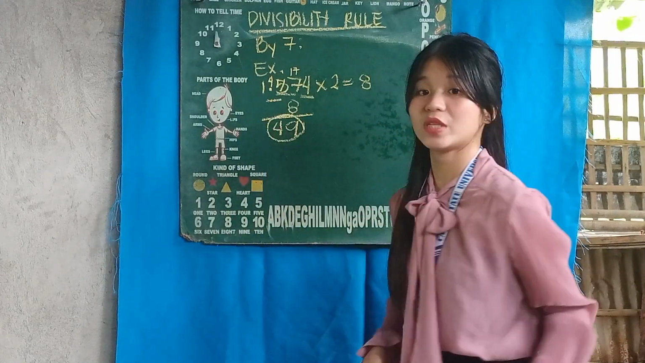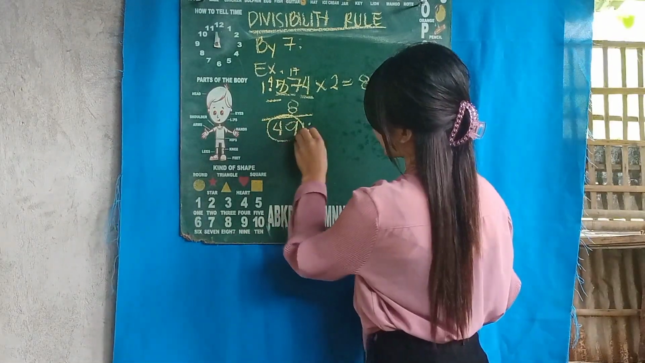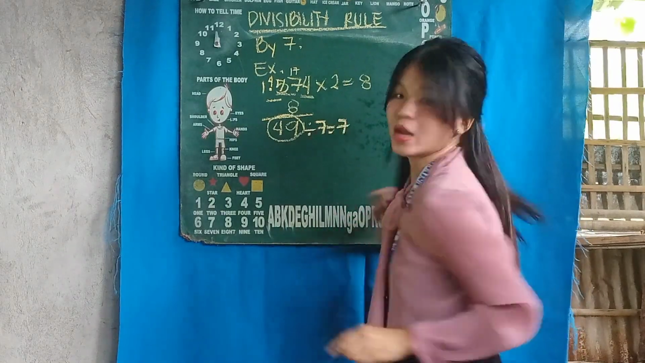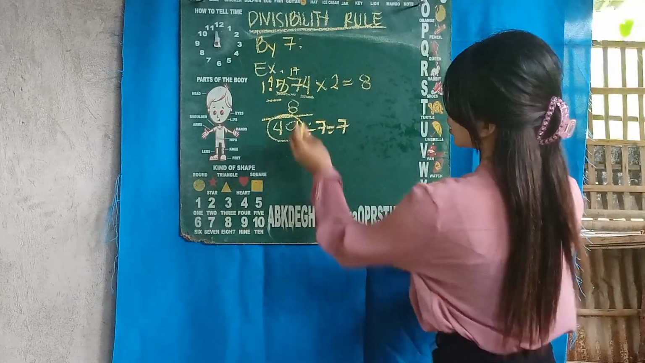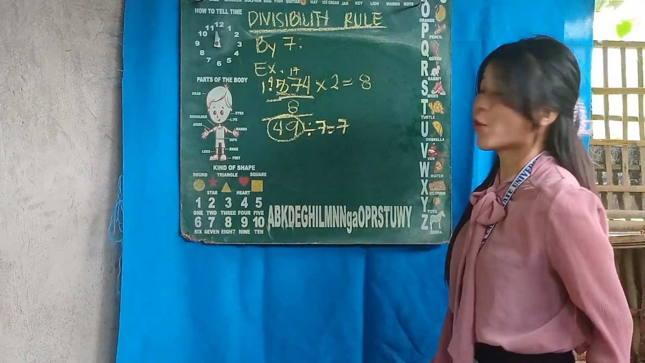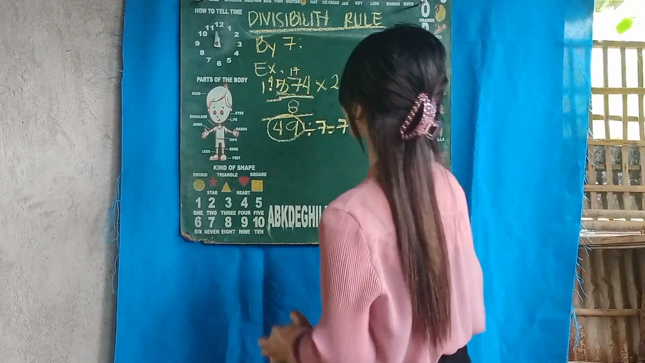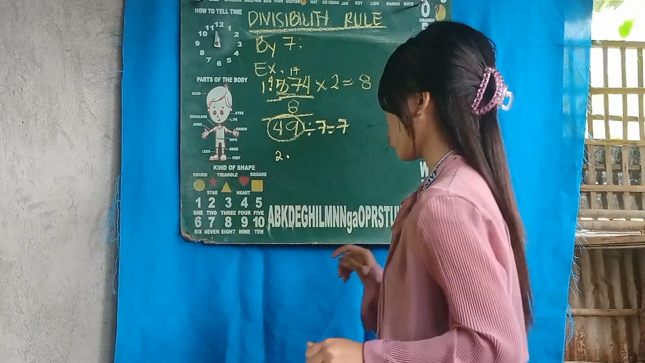So, 49 is divisible by 7. Yes, because when you divide 49 by 7 it is equal to 7. That doesn't have any remainder. So, the original number 574 is divisible by 7. Another example. Example number 2.